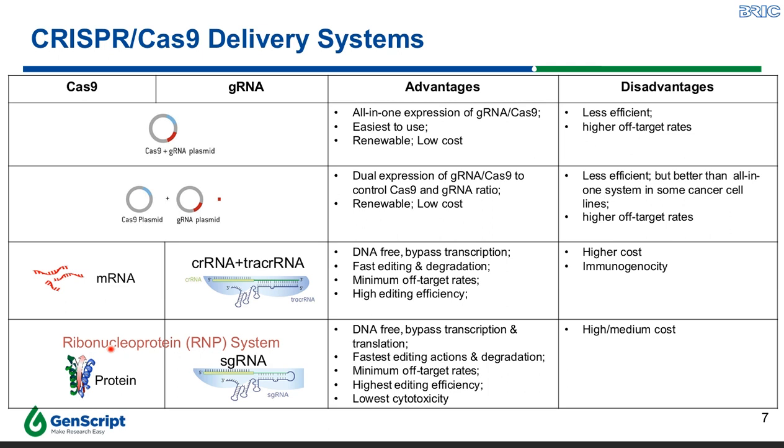So the advantages of using the RNP systems are that they are DNA-free, and bypass transcription and translation because of the use of the Cas9 endonuclease directly, with the fastest editing action and degradation, minimum off-target rates, highest editing efficiency, and most importantly, the studies have shown that it has the lowest cytotoxicity effect. The only drawback for this RNP system is higher cost compared to the previous two cargos. So in the later part of my talk, I will focus more on the RNP system, because this is a system that can really help to accelerate and simplify the entire genome editing workflow.